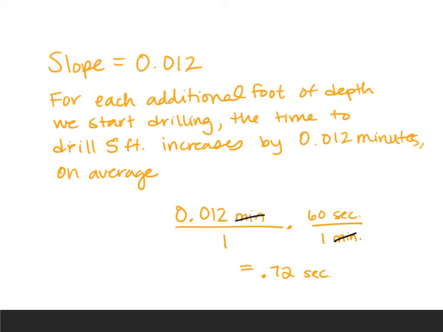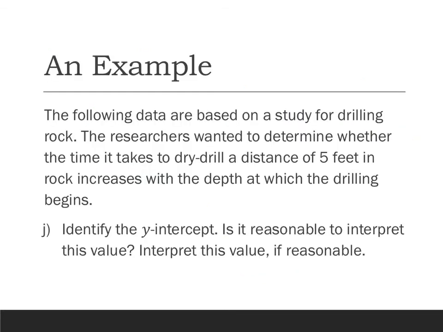So again, not even a whole second for each foot. So if we're at 130 feet, if we go to 131 feet, we would expect it to be an additional, almost 1 second. That's what this slope actually means. All right, well, what about the y-intercept? Well, we can always identify the y-intercept, but we can't always interpret it. Sometimes it's not a reasonable value, and so we're going to talk about that.